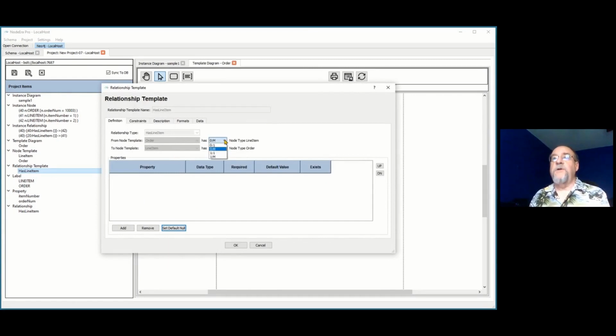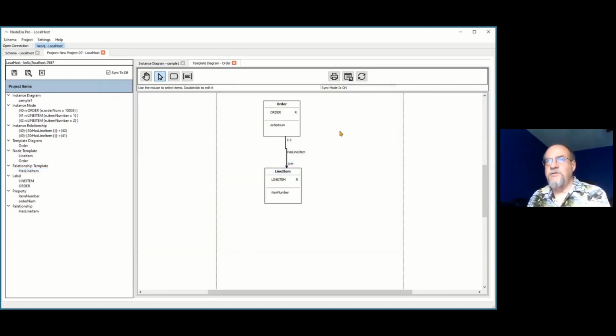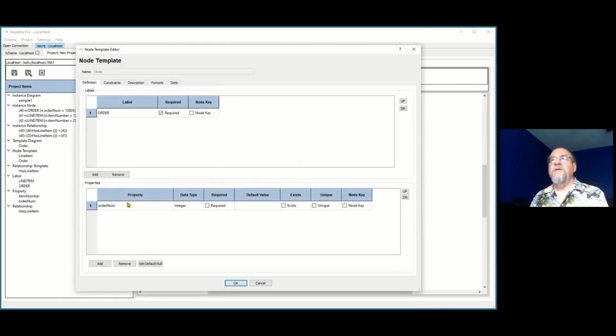So we can go into the relationship and we can define cardinality. So an order has zero or many line items. And a line item actually really belongs to one and only one node type of order. Now obviously this is just documentation because there's nothing in Neo4j that's going to enforce that constraint, but it's important to tell your developers that.